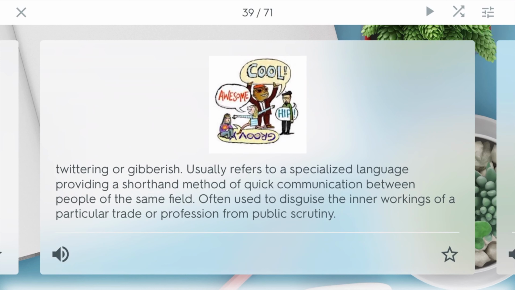Jargon is twittering or gibberish. It usually refers to a specialized language providing a shorthand method of quick communication between people within the same field. They are often used to disguise the inner workings of a particular trade or profession from public scrutiny or from other people so they can't understand.